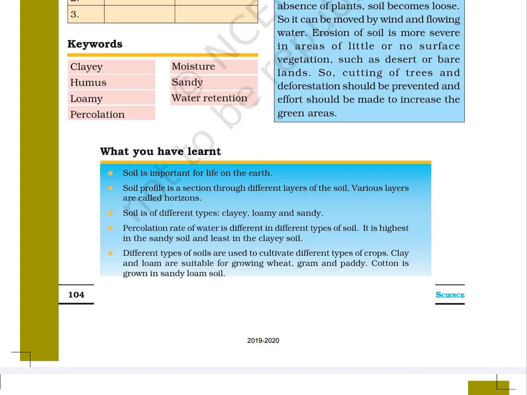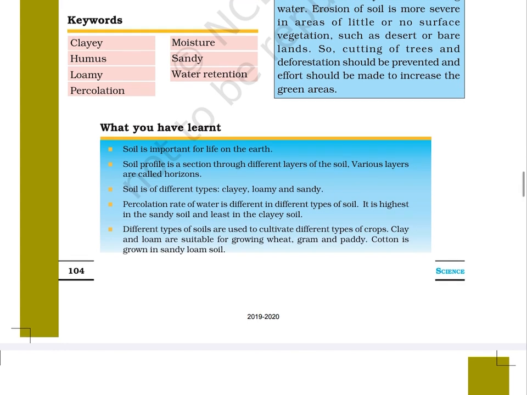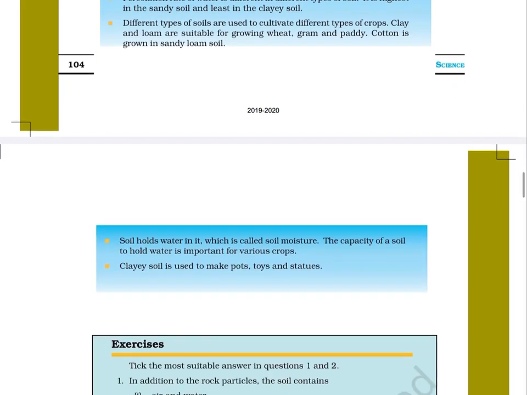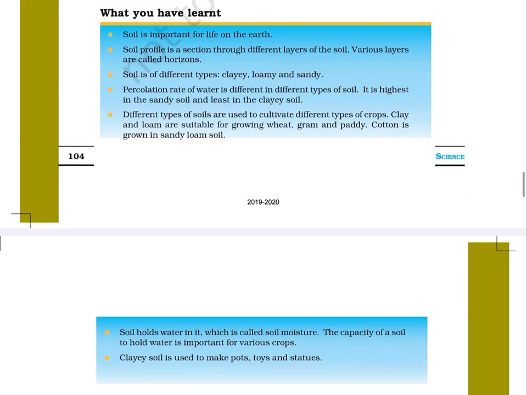3. Soil is of different types: clay, loamy, and sandy. 4. Percolation rate of water is different in different types of soil. It is highest in the sandy soil and lowest in the clay soil. 5. Different types of soils are used to cultivate different types of crops. Clay and loam are suitable for growing wheat, gram, and paddy. Cotton is grown in sandy loam soil.